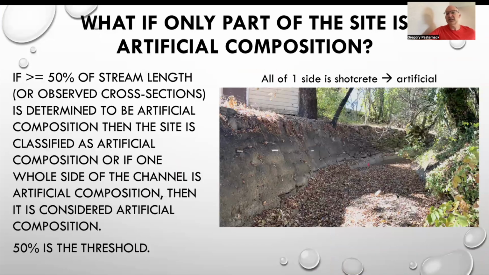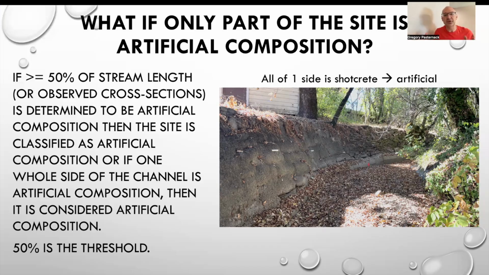What if only part of the site is artificial composition? So it's the same rule we use with artificial shape. If greater than or equal to 50% of the stream length is determined to be artificial composition, then the site is classified as artificial composition. And we say 50%, you have to factor in that there's two sides of the channel. So if the whole length of one side is artificial, it's artificial. If only half of one side is artificial and the other side is not artificial, now you're down to a quarter of the banks. So we're not going to be considering that artificial composition.